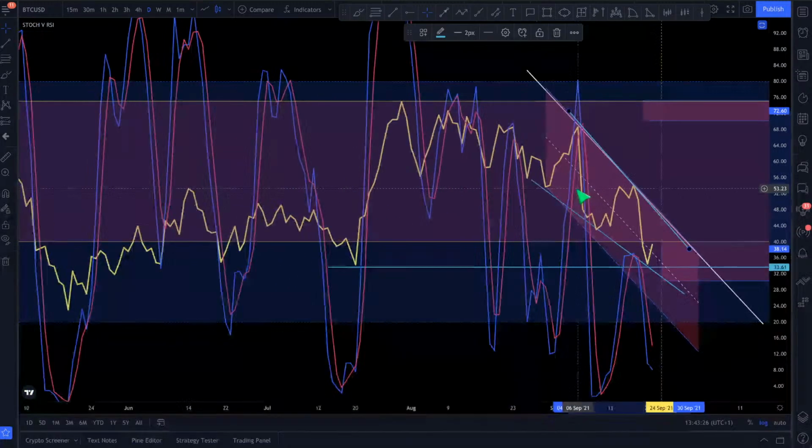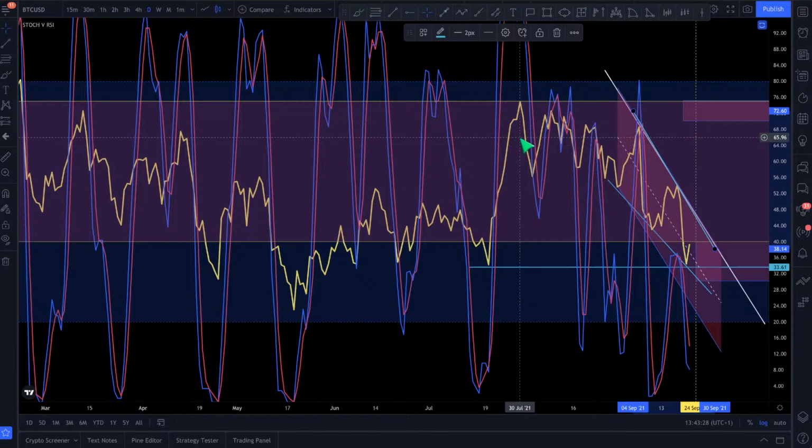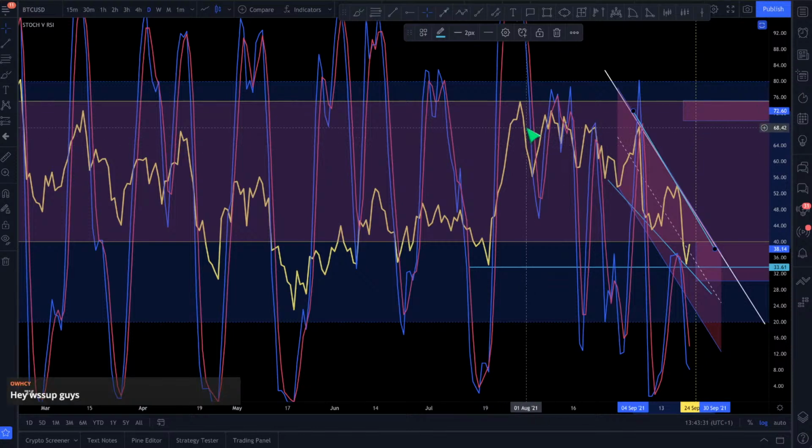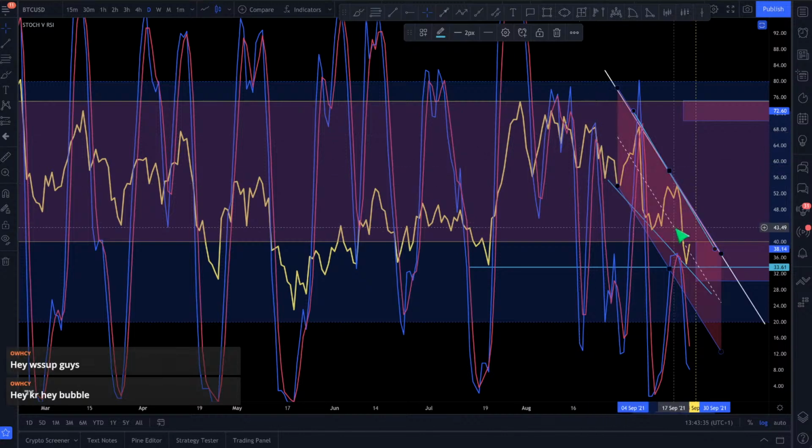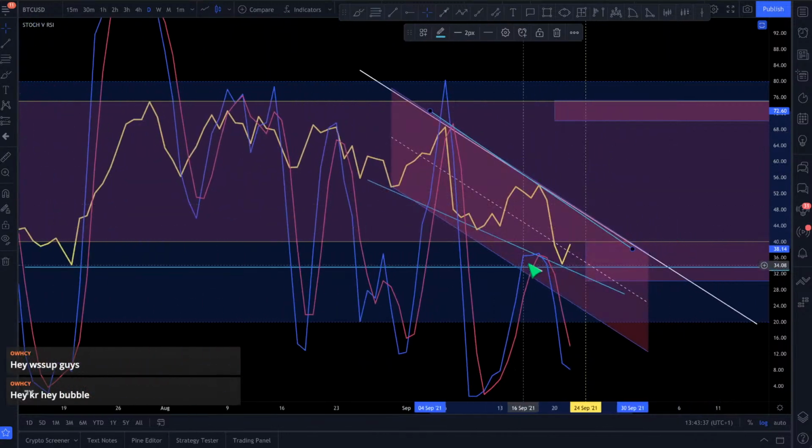So we can see we've had these high ups, and we had this area where we heated up a little bit, and we just come down to cool down. But what happens after we cool down? Well, we usually go back up again. Do you know what I mean?